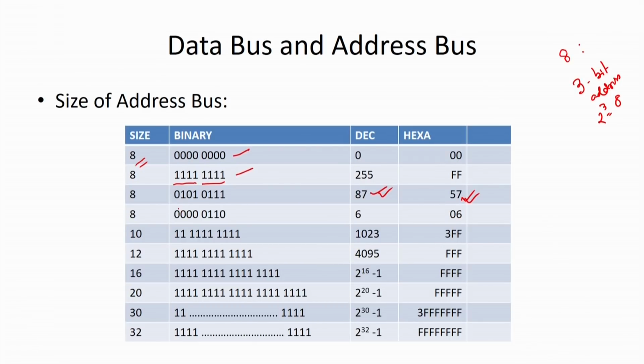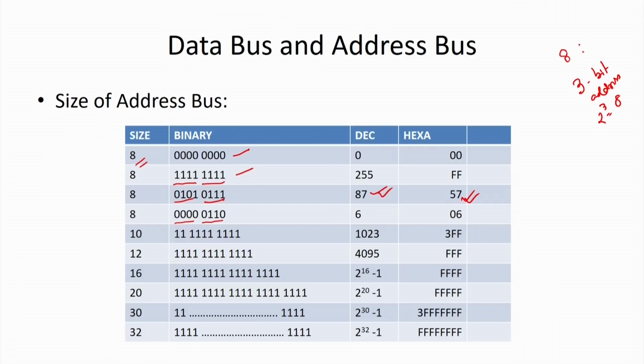So, this is 5, this is 7. If the contents of the address bus are 0 0 0 0 0 1 1 0, then this is 6. This is decimal 6, and in hexadecimal also it is 6. That means we are looking for the 6th memory location. Like that we have a total of 256 combinations, so we can address 256 memory locations.